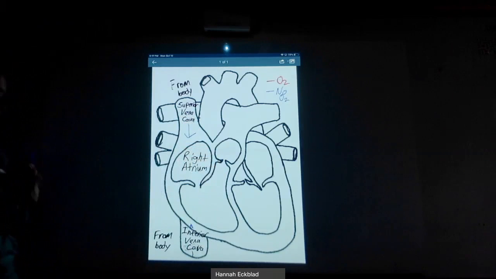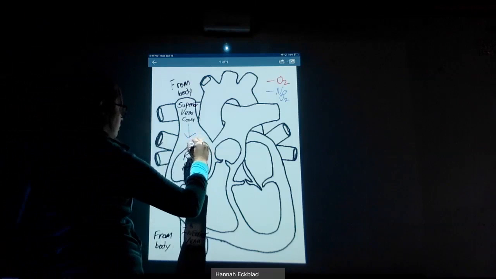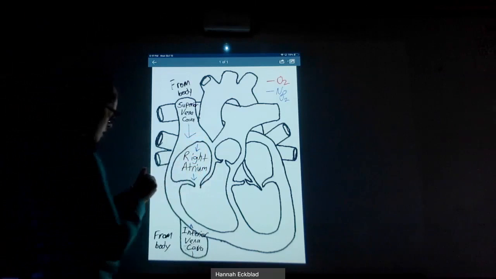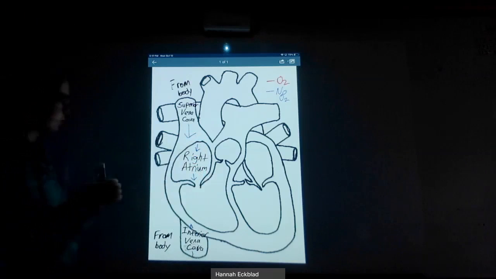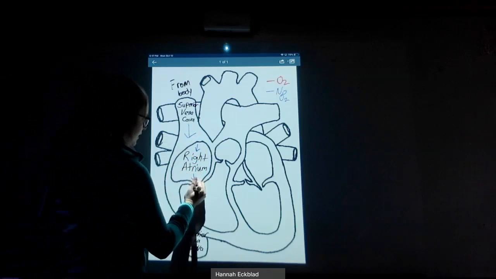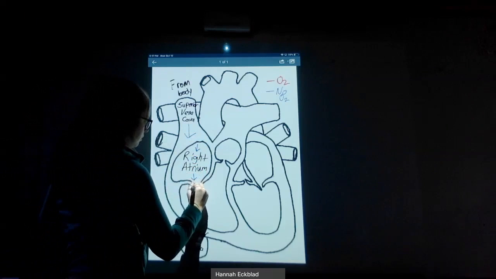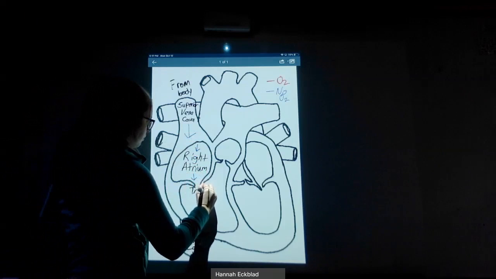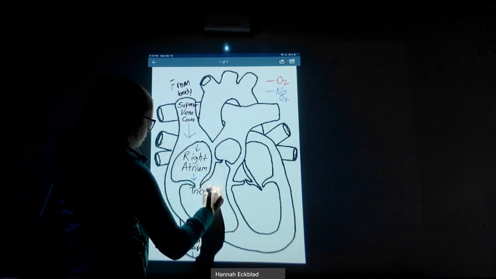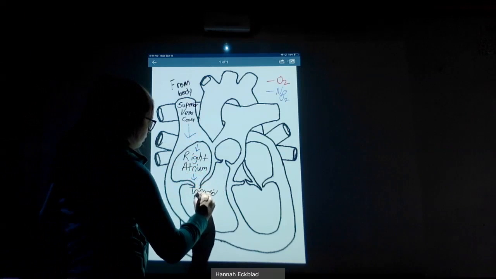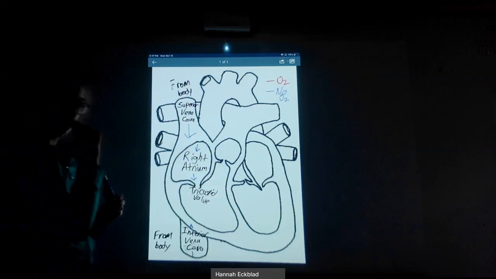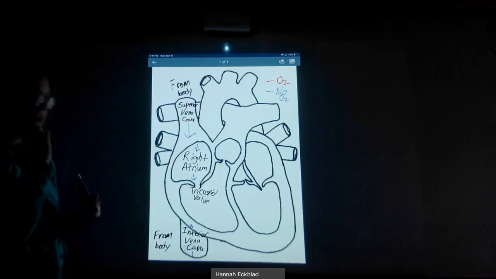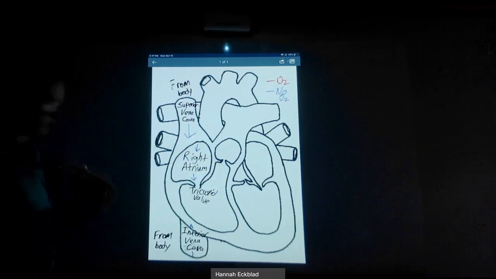So the right atrium is a receiving chamber. And then blood will travel through the tricuspid valve and into the right ventricle.